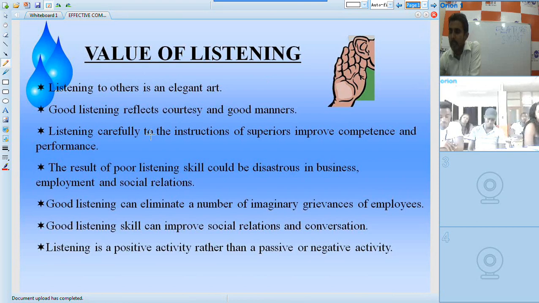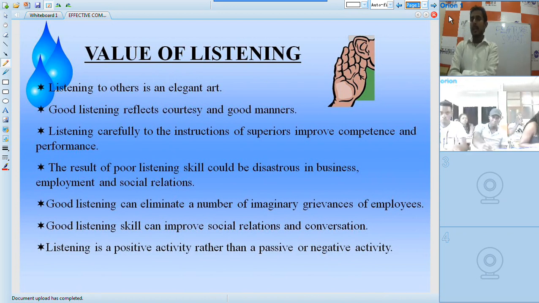These are the values of listening in communication. Listening to others is an elegant art. Listening for an hour, 2 hours, or for a few moments is an art. You have to be patient and careful while listening to others. Good listening reflects courtesy or good manners.